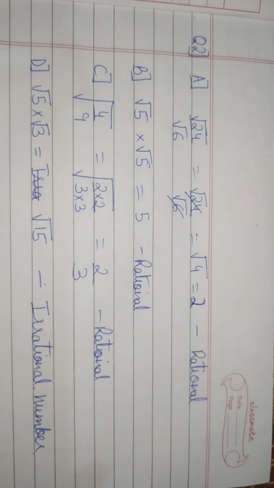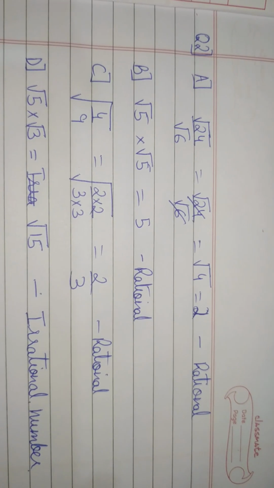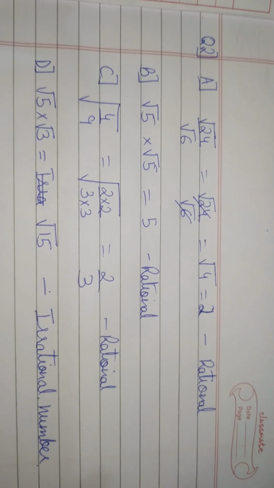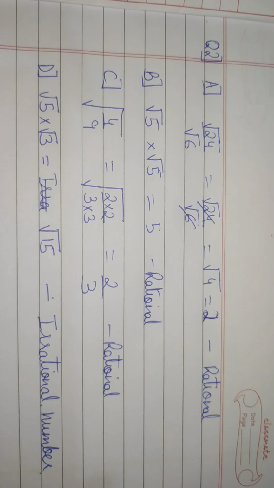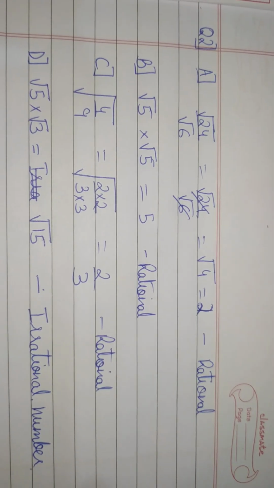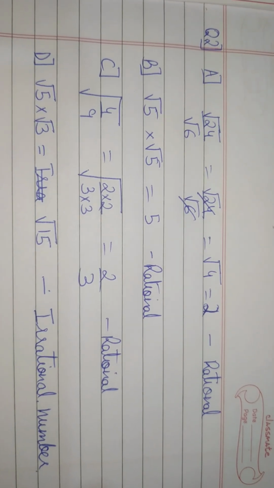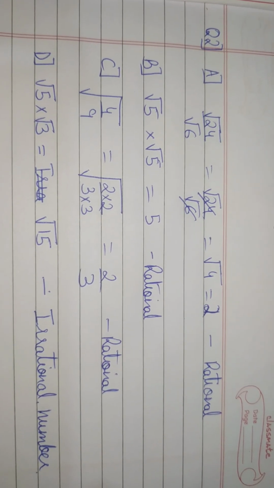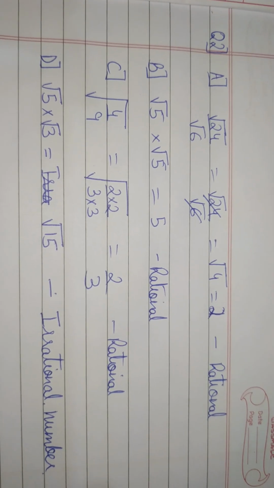So option A, root 24 upon root 6. If you cancel it, 6 1s are 6, 6 4s are 24, so you will get root 4. Root 4 answer will be 2. 2 is a rational number. Option B, root 5 multiplied by root 5 is equal to 5. 5 is a rational number.